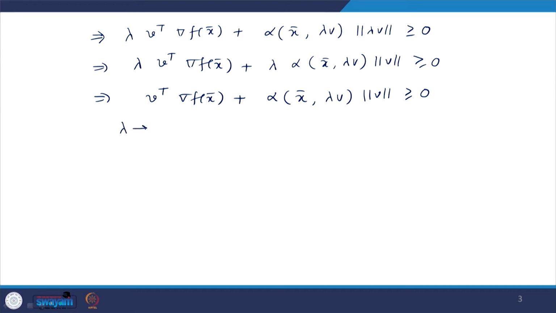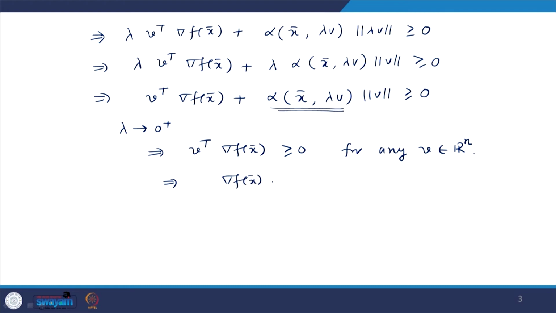Now take lambda tending to 0 plus. If lambda tends to 0 plus, alpha will tend to 0, which means this is greater than or equal to 0. So this implies v transpose gradient of f at x bar is greater than or equal to 0 for any v belonging to R n. If this inequality holds for any v in R n, this will happen only when the gradient of f at x bar itself is 0, because v is an arbitrary vector in R n. So this proves the necessary condition for local optimality of f at x bar.